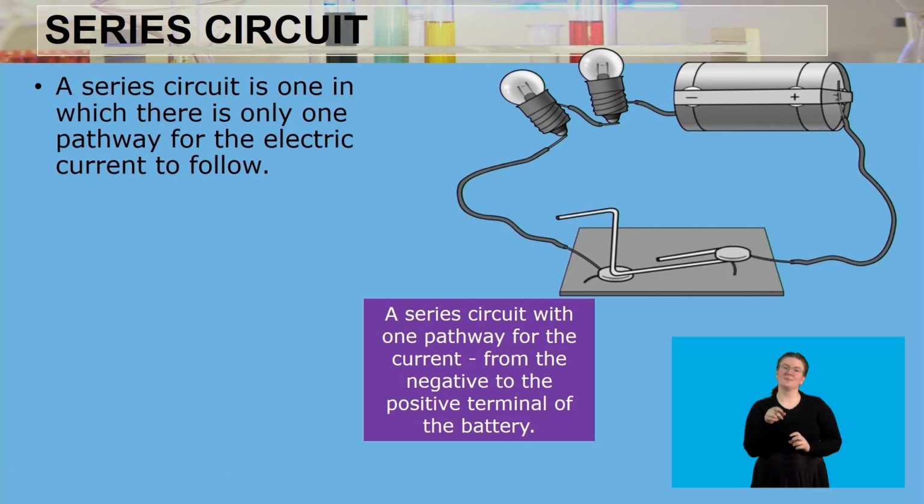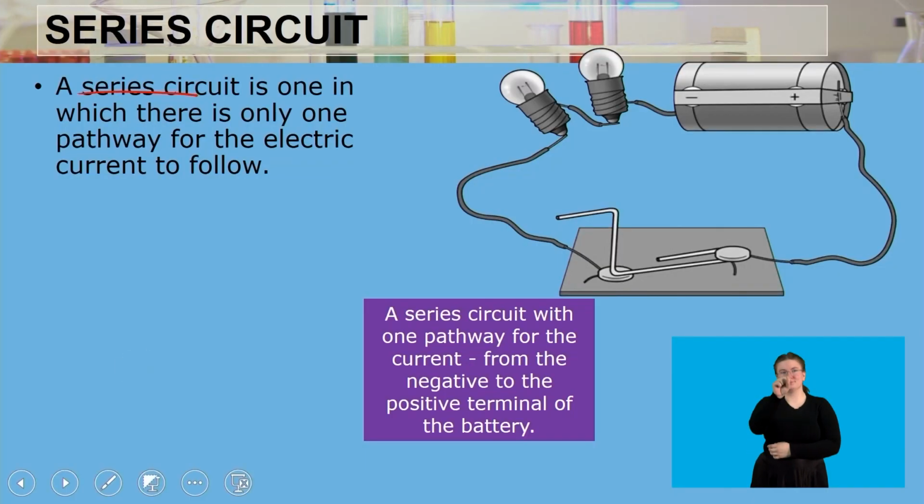Now, what is a series circuit? That is a circuit where there is only one pathway for electric current to flow. So a series circuit is one in which there's only one pathway for the electric current to flow. If current is flowing in one particular direction, not going anywhere all around the circuit, then we can call that a series circuit.